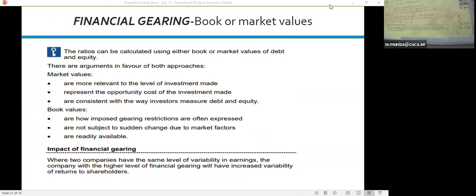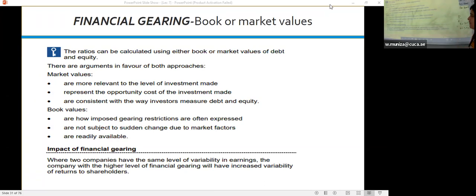Okay, now students, financial gearing, book or market values. The ratios can be calculated using either book or market values of the debt and equity. So you can use both of them. But there are arguments in favor of both approaches. Market values are more relevant to the level of investments made. They represent the opportunity cost of the investment made. They are consistent with the way investors measure debt and equity. So in the case of all the ratios, my dear students, market values are always up to date. Whereas book values are how imposed gearing restrictions are often expressed, are not subject to sudden change due to market factors, and are readily available.